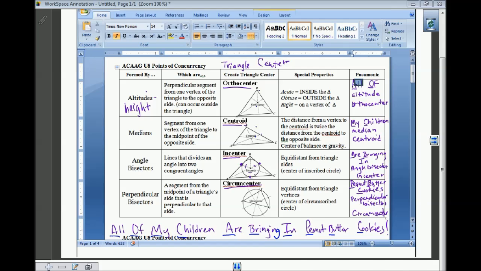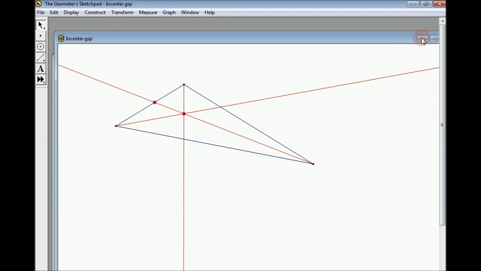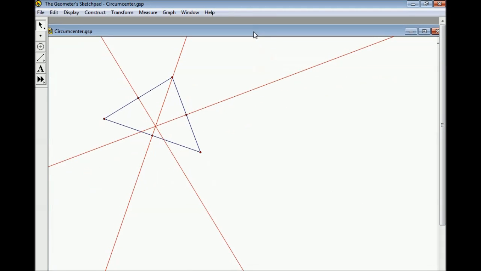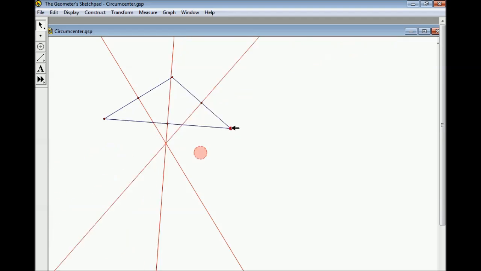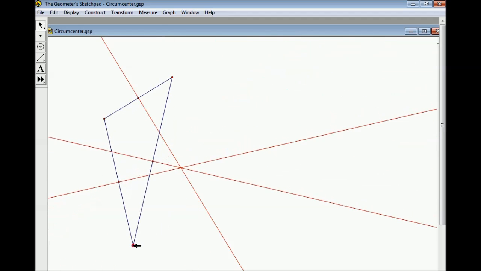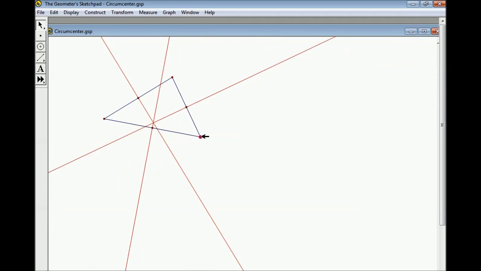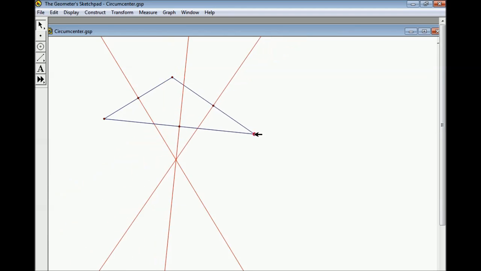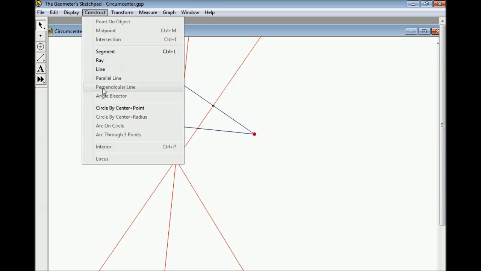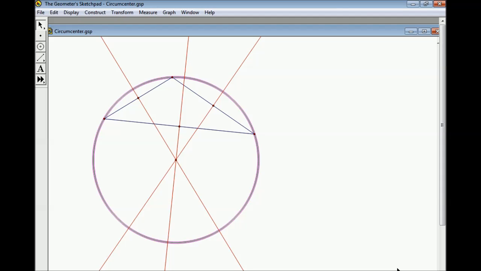So let's go back and we will look at the circumcenter. Here it is. And the circumcenter could be inside, outside, or on the triangle also. So let's see if I can create, let's see, center and point and construct the circle. There we go. And so we can see it's equidistant to all the vertices.